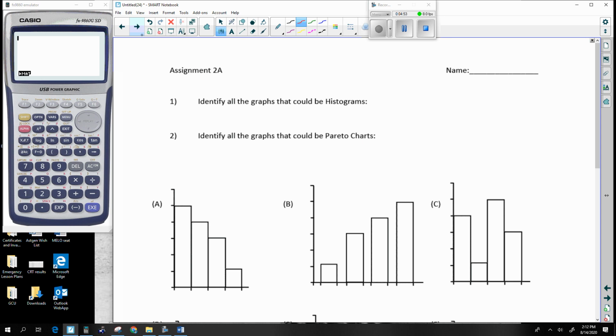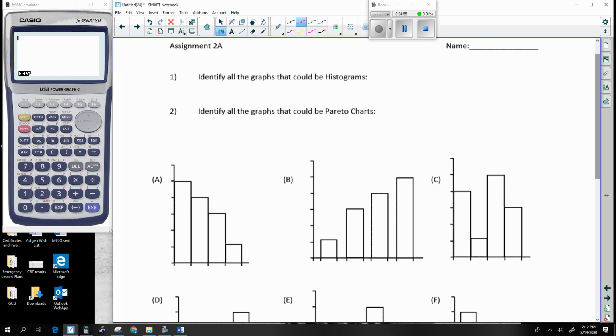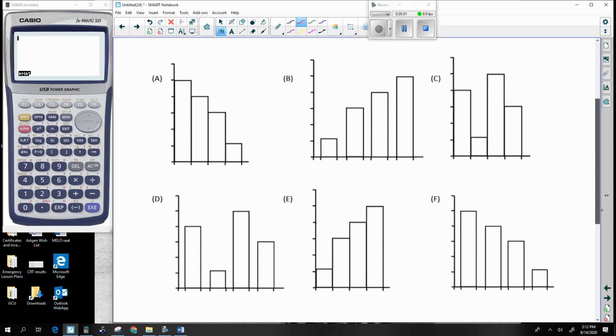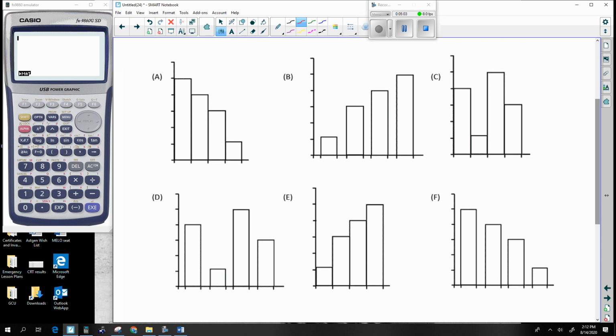Onto the assignment itself, assignment 2A. Question number 1 says, identify all the graphs that are histograms. So histograms are bars that touch and they can go up and down. In option A, those bars touch and they can go up and down, so that could be a histogram. B is not a histogram. Notice how the bars do not touch.